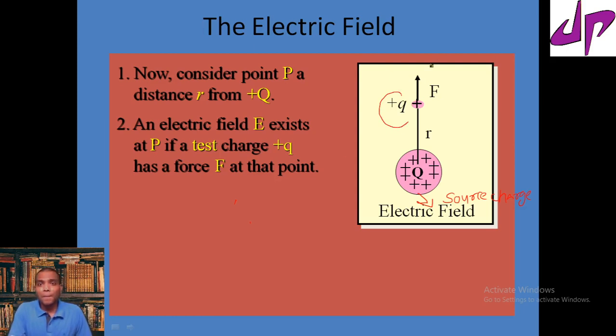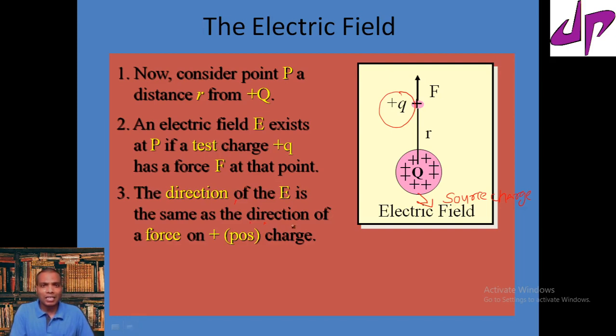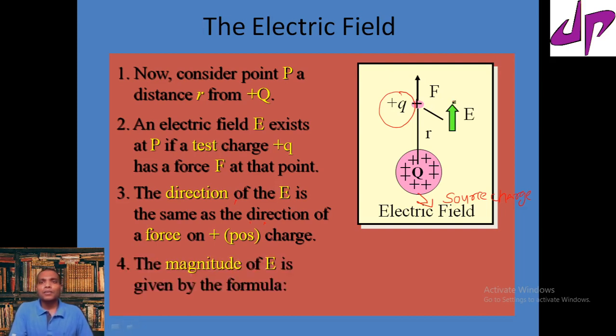Since it's a plus charge and the source charge is also positive, a force will act upward since they both repel each other. That force direction gives the electric field direction. This is the convention we are following. The electric field direction in this case equals the force direction. So these two directions are the same.